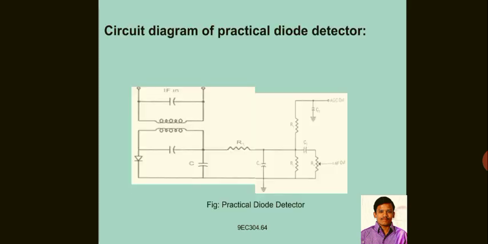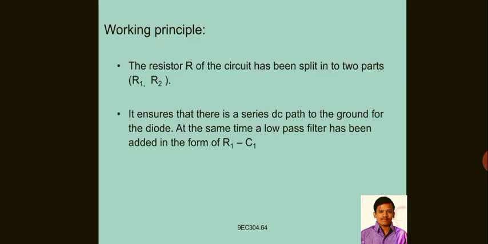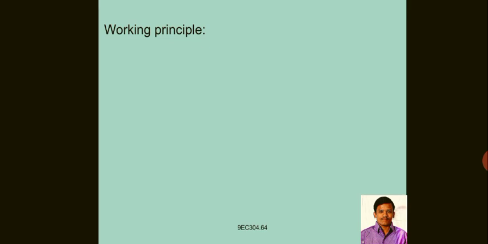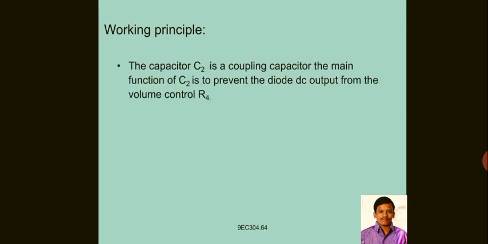So this R1 and C1 will form a filter. This filter has the function of removing any RF ripple or high frequency ripple that may still be present. The capacitor C2 will act like a coupling capacitor, so it will couple the signal to the next circuit, and similarly it will oppose the DC flow and allow the AC.